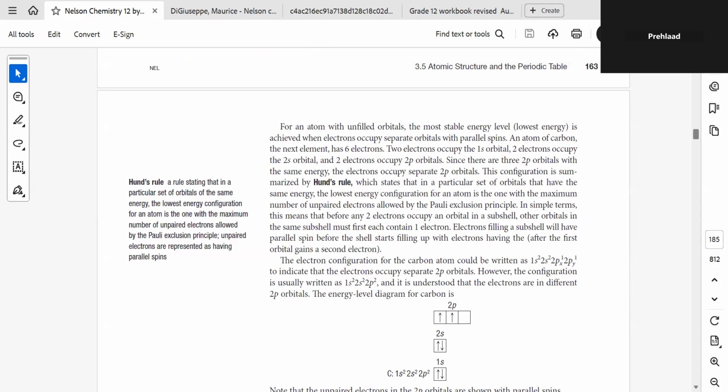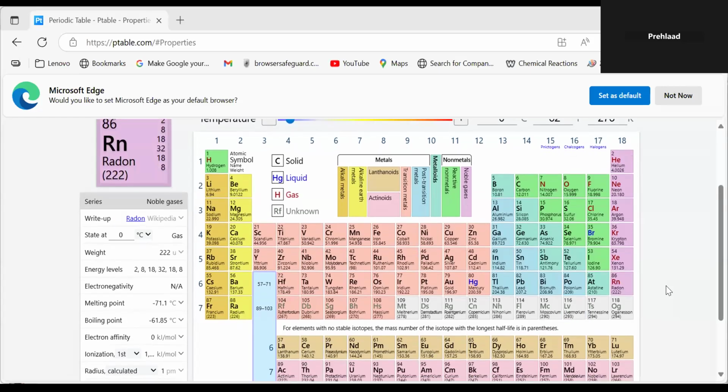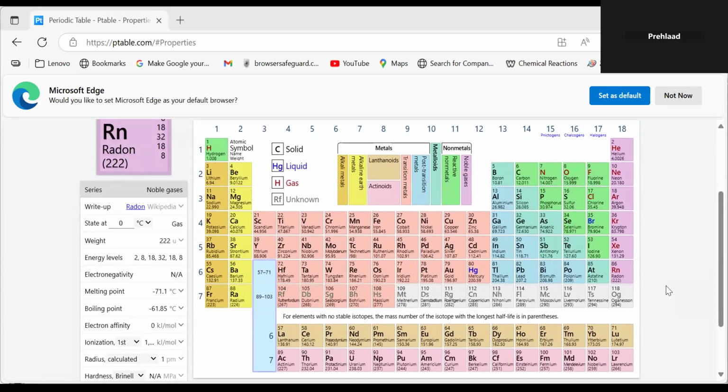I don't know whether I'm sharing the... Let me share. It doesn't show. Okay, wait. I'm just sharing the periodic table with you. Okay, so can you see this? Yes, I can see the periodic table.